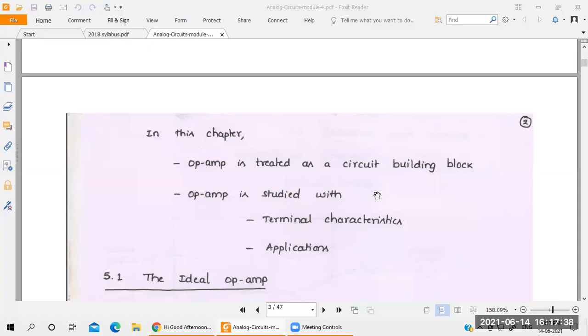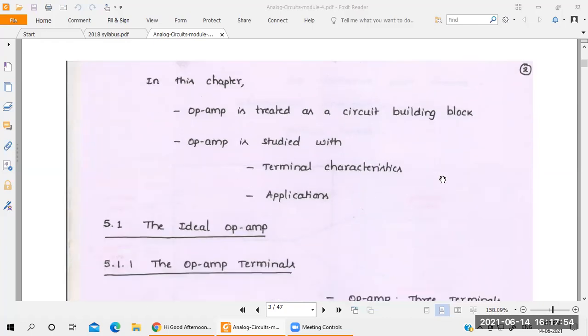And also we can study the terminal characteristics. Okay, what are the terminals here? Input terminals and output terminals. Okay, for the op-amp there are two input terminals, and there is only one output terminal. Okay, like that you have to consider.